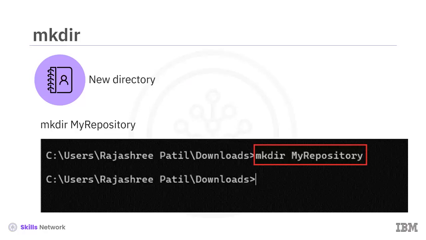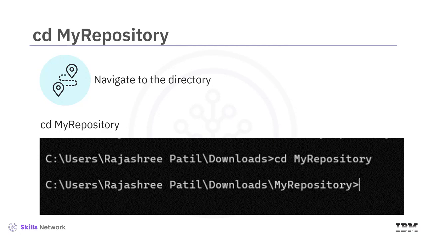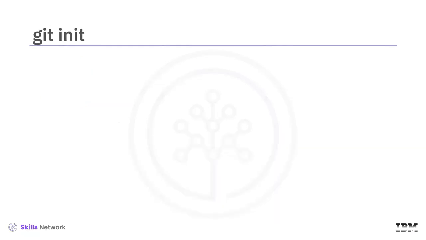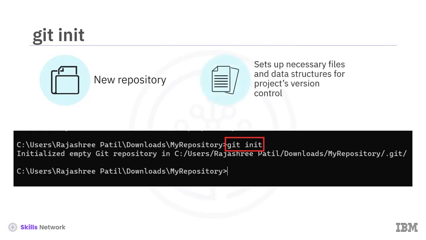The mkdir command stands for Make Directory. Once you have created the directory, navigate to the directory using the cd My Repository command. This command is used to navigate into a specific directory. Let us now create a new repository in this directory using the git init command. It sets up the necessary files and data structure for Git to start managing your project's version control.